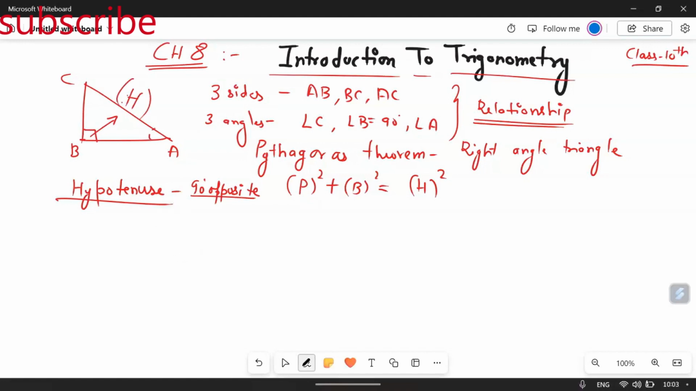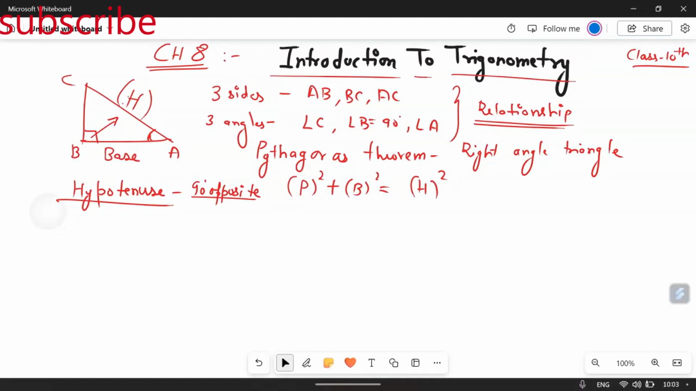Now if I am talking about angle A, it means angle CAB. This is your angle A. If I am talking about angle A, this AB will become the base of the triangle, and BC will become the perpendicular of the triangle. Perpendicular is denoted by capital P and base is denoted by capital B. The Pythagoras theorem says that perpendicular square plus base square is always equal to hypotenuse square. Suppose I am giving you one example regarding that.